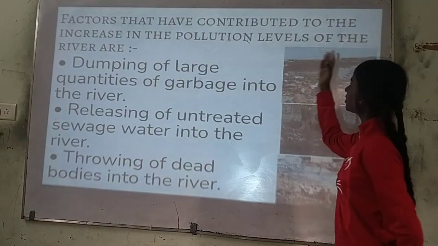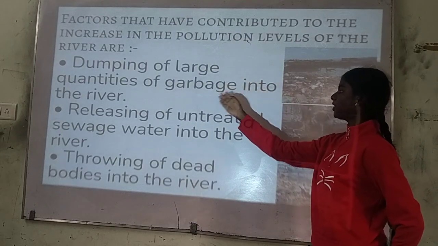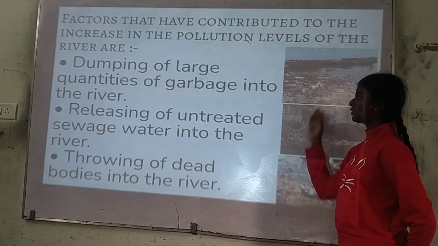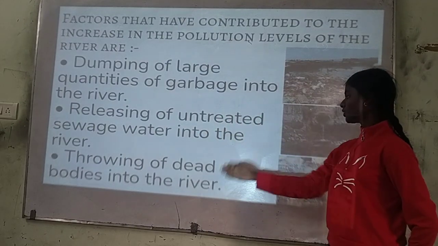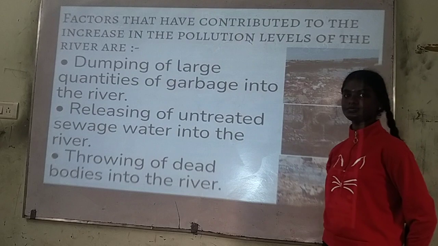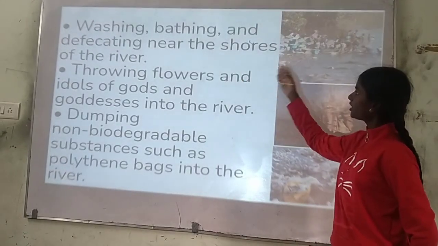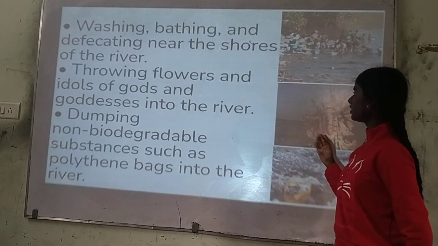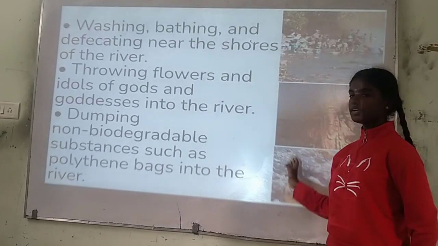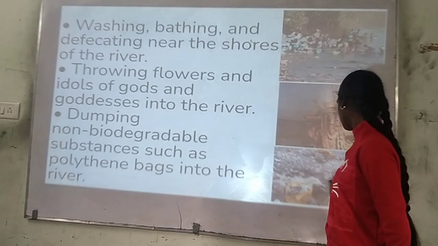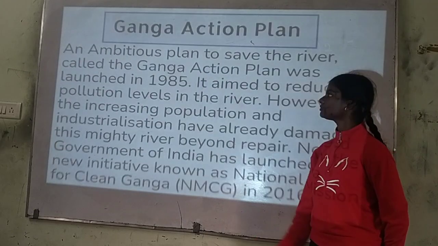Factors that have contributed to the increase in the pollution levels of the rivers are dumping of large quantities of garbage into the river, releasing of untreated sewage water into the river, throwing of dead bodies into the river, washing, bathing and defecating near the shores of the river, throwing flowers and idols of gods and goddesses into the river, and dumping non-biodegradable substances such as polythene bags into the river.